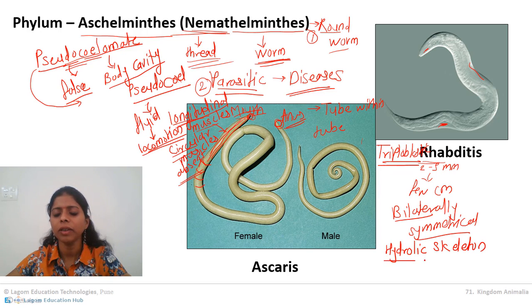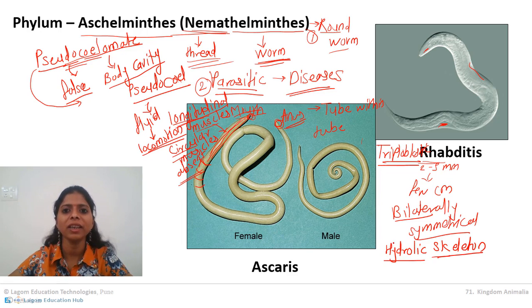Clear about these simple characteristics? Clear about it? Let us go ahead and learn some more characteristics. Actually, after this, I'll show a diagram of another nematode, in which I'll show you the hydraulic skeleton properly.